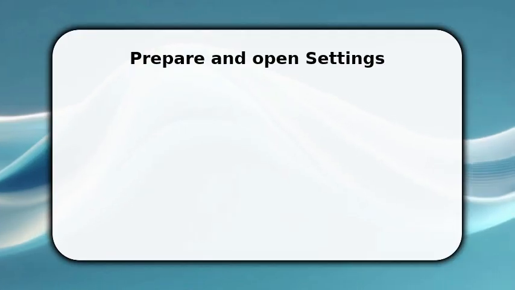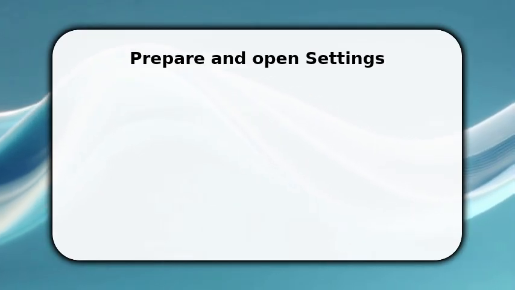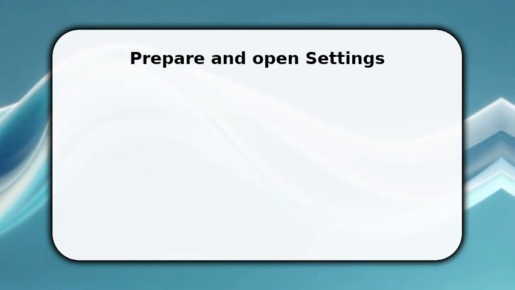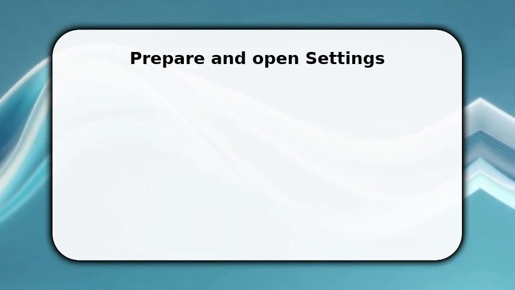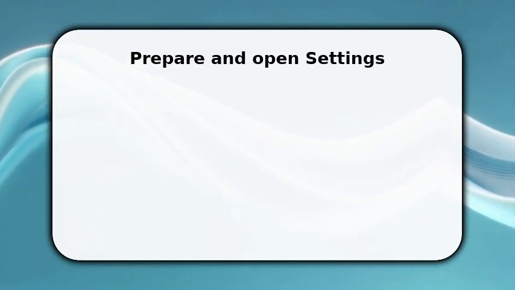You start by ensuring the phone has power and is unlocked. This avoids interruptions while changing system UI options. Next, open Settings or pull down the notification shade and tap the gear icon to jump straight into system options.